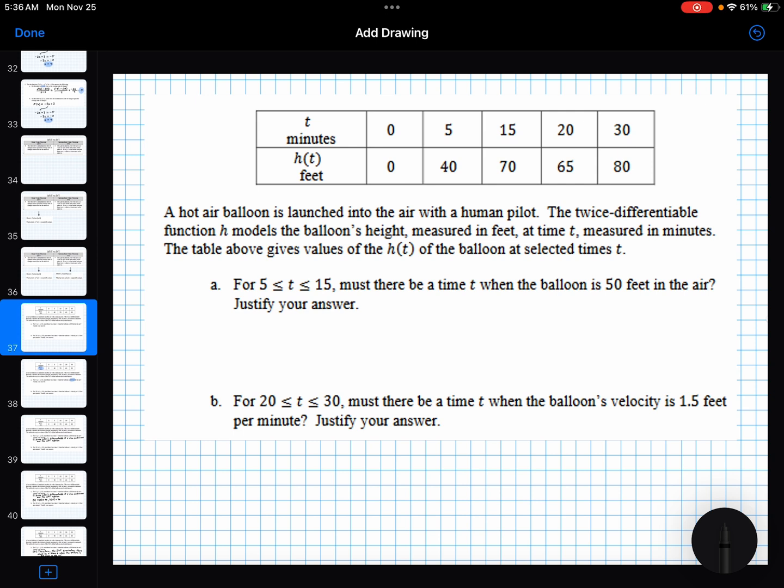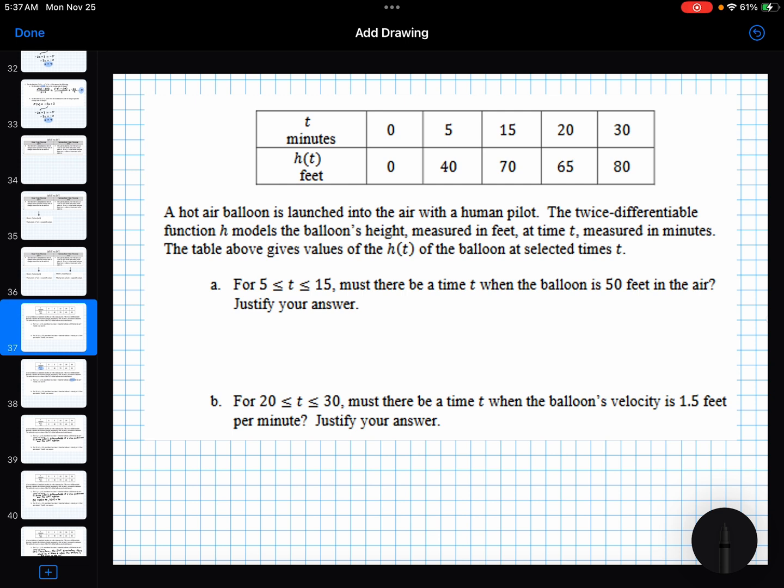Here we go. This is on your worksheet as well. A hot air balloon launched into the air with a human pilot. Twice differentiable function h models the balloon's height measured in feet at time t, which is measured in minutes. And then the table above gives values for the height at specific times t. All right, part A, on the interval from 5 to 15. And by the way, it has the or equal to sign, so it's a closed interval. Must there be a time t when the balloon is 50 feet in the air? All right. Does there have to be a time when the balloon has a height of 50 feet?